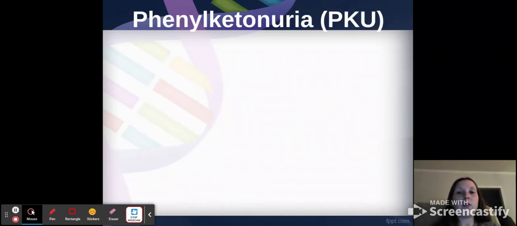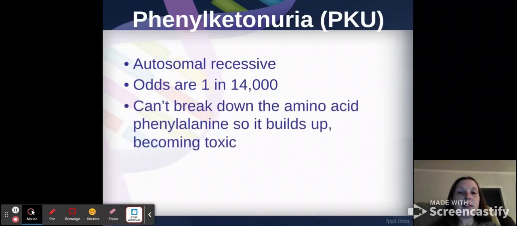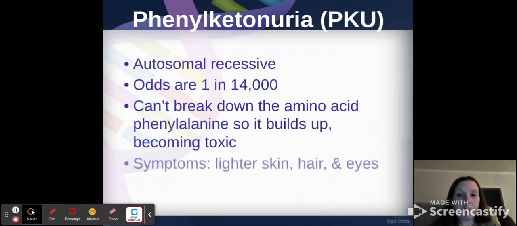And then we have phenylketonuria. I always struggle with this one because I always call it PKU. So this is, again, an autosomal recessive. This affects 1 in 14,000. And this is where a person cannot break down the amino acid phenylalanine. And so it builds up. And once you build up so much of that, it actually becomes extremely toxic in your system.